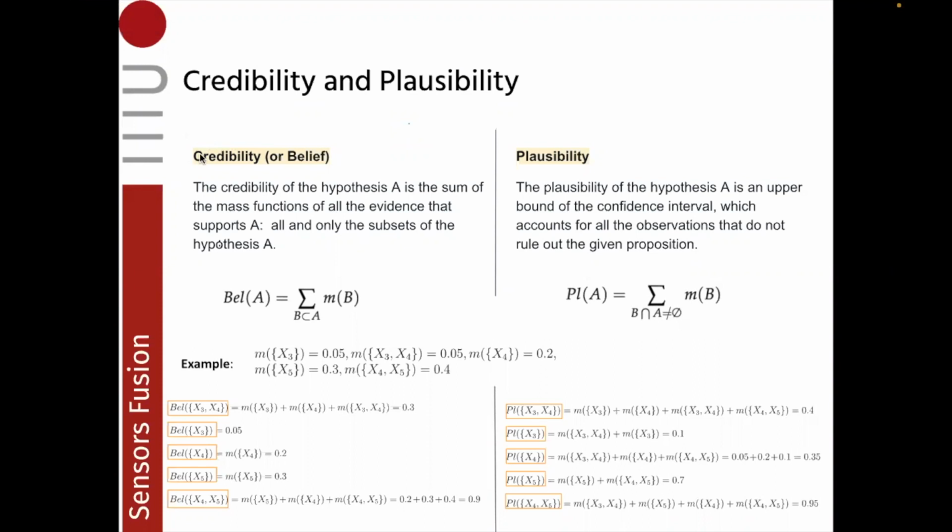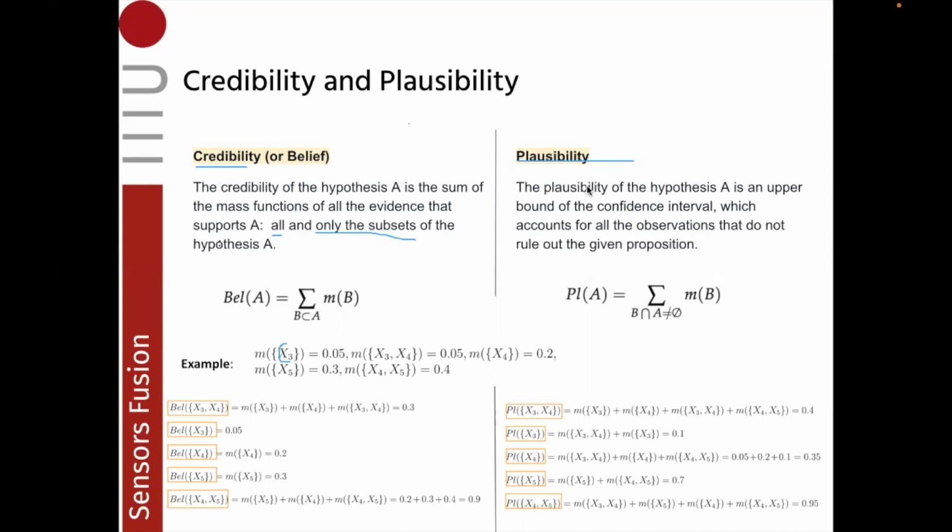So the two metrics are the credibility and the plausibility. Credibility is a lower bound of the confidence interval and represents the sum of all the mass functions. Given a hypothesis A, so a hypothesis like the state is X3, or the state is X5, the state is X4 or X5, and so on, the credibility of this hypothesis is the sum of the mass functions whose evidence supports A. So all and only the subsets of the hypothesis A.